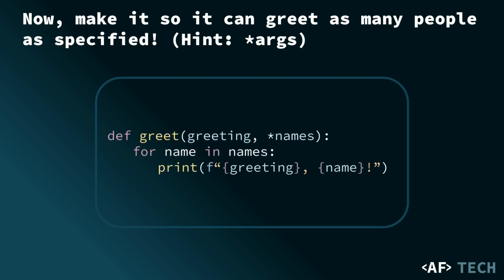You're going to put a star in front of names, and for every name in the args, you will print the greeting and then the name. So in this example, there can only be one kind of greeting, but there can be as many names as you want. So it'll print, for example, hello John, hello Alice, and however many people you've passed in.